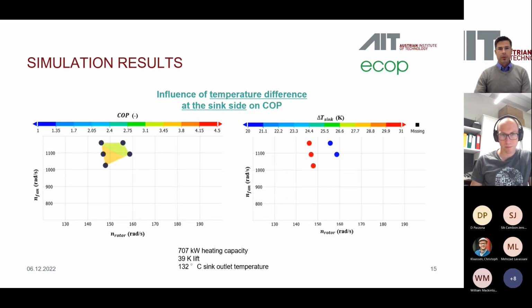And at last, we can see here the influence of the glide on the sink side, so the temperature difference of inlet and outlet at the sink side on the COP. The larger the temperature difference on the sink side, the higher the COP. So the blue are the small glides and the red ones are the higher glides. And the COP is again rising. Of course, with a constant heating capacity and a certain constant lift, and always the same outlet temperature.